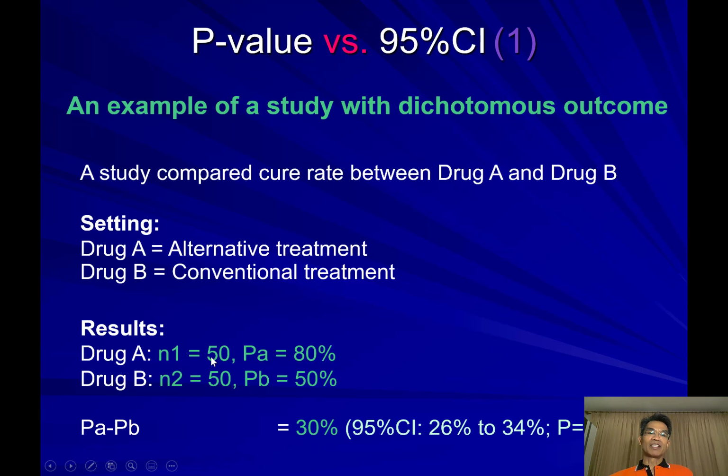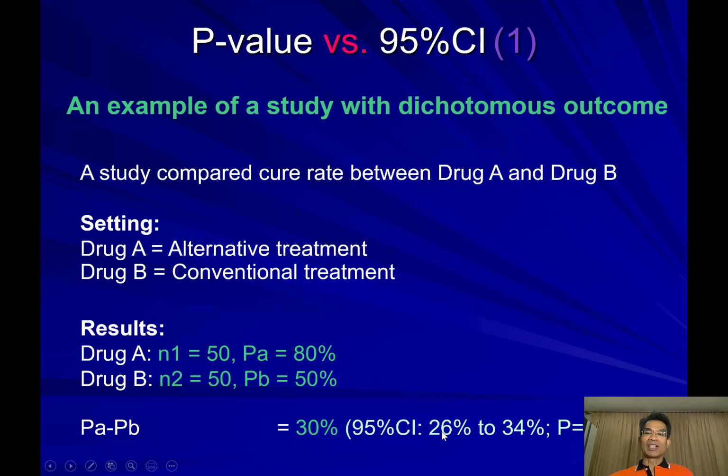Go ahead with conducting a clinical trial with a sample size of 50 per arm, drug A and drug B. At the end, we get the main statistic to answer the research question, the probability of cure, or the cure rate. The cure rate of drug A is 80% and drug B is 50%. So the risk difference here is 30%.